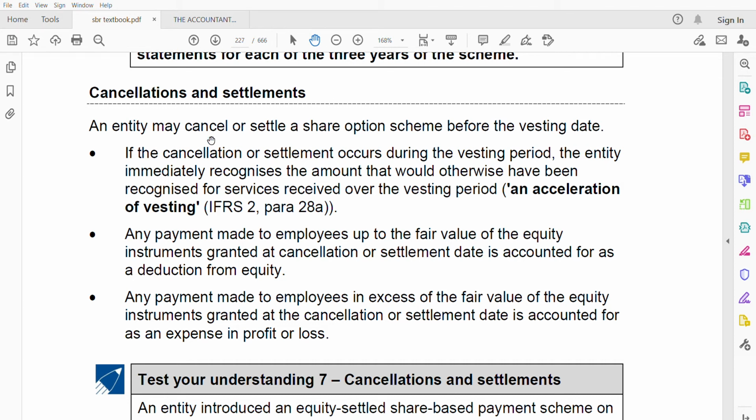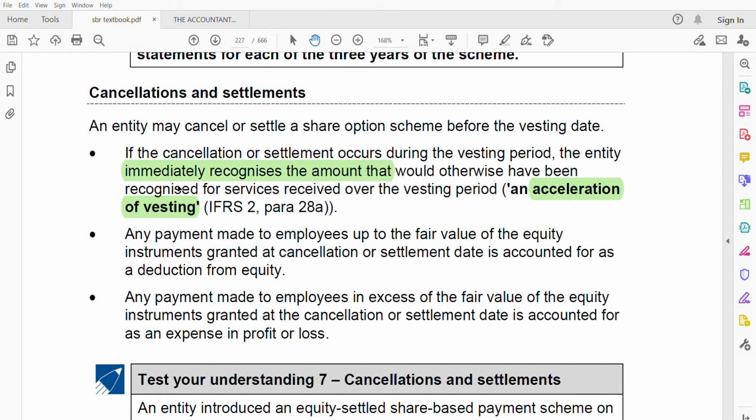If the cancellation or settlement occurs during the vesting period, that means before the vesting date, the entity immediately recognizes the amount that would otherwise have been recognized for services received over the vesting period. They will immediately recognize it. Otherwise, they would have recognized it at the vesting date, but now they will recognize it before that. That is known as an acceleration of vesting. That means before the vesting date, they are recognizing it as an expense.